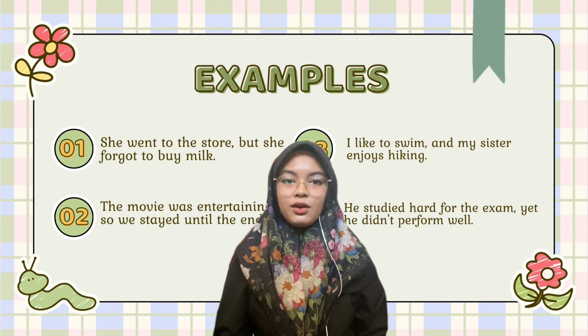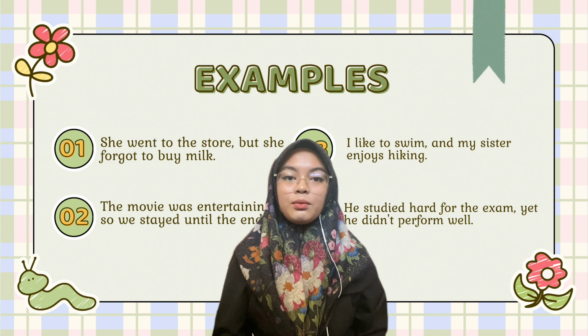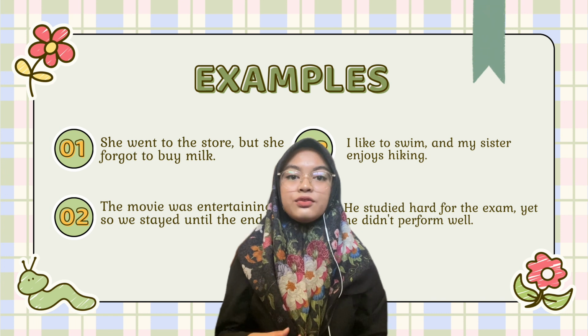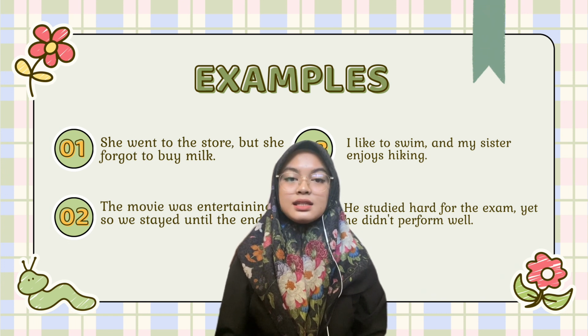She went to the store, but she forgot to buy milk. This is a compound sentence because it has two independent clauses. The first independent clause is "she went to the store." The second independent clause is "she forgot to buy milk."